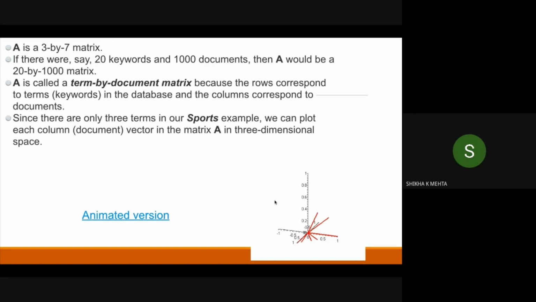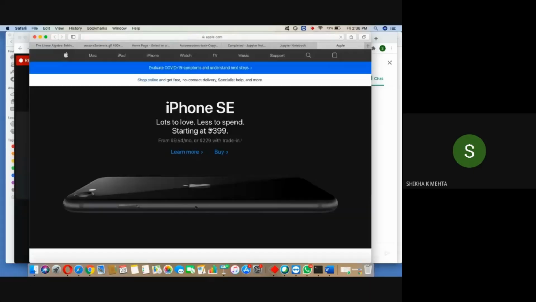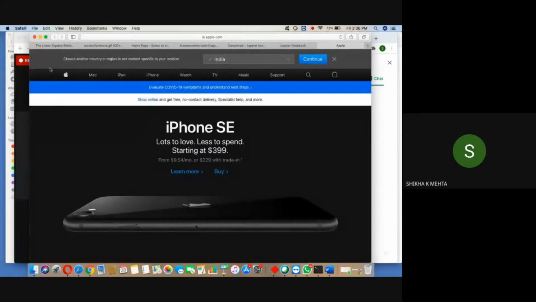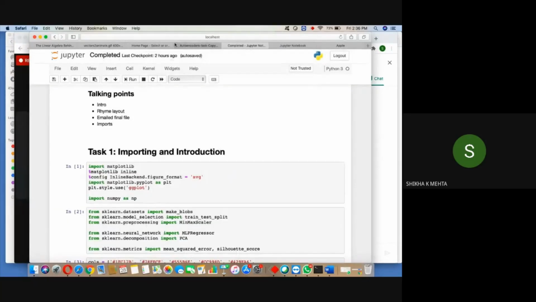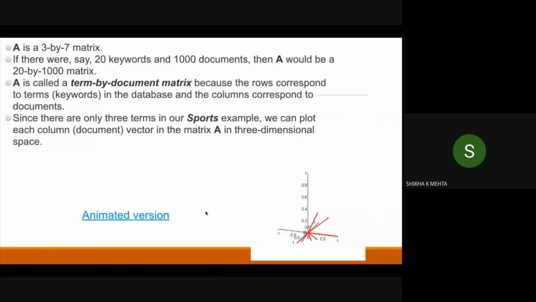Now, when we have to plot this, let us say, this kind of a plot, or the representation, like one of you were talking about, how we can represent this. Let us see the animated version of this. I missed out its link. So I'll try to see the other one also.